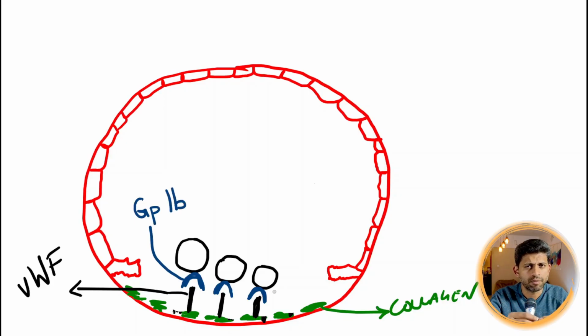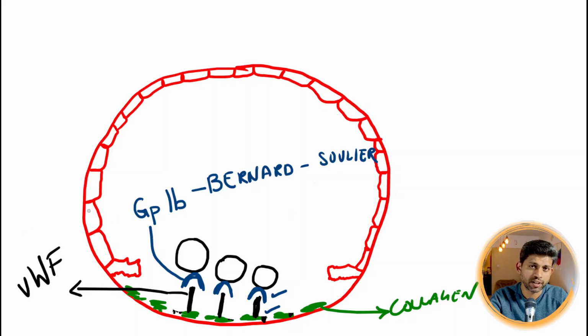Congenital defects of either the bridging molecules like von Willebrand factor or the receptor like GP1b can lead to bleeding disorders. Defect of GP1b leads to a disease called Bernard-Soulier syndrome. And defect of von Willebrand factor leads to von Willebrand disease.